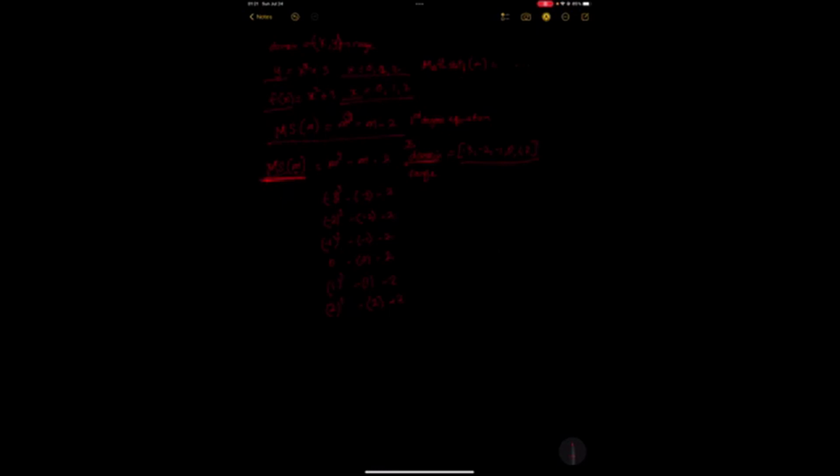So these are the domain we just plugged into the function M of m. Now what would that be? 3 to the power of 3. So that's 3 times 3 is 9, times 3 is 27.